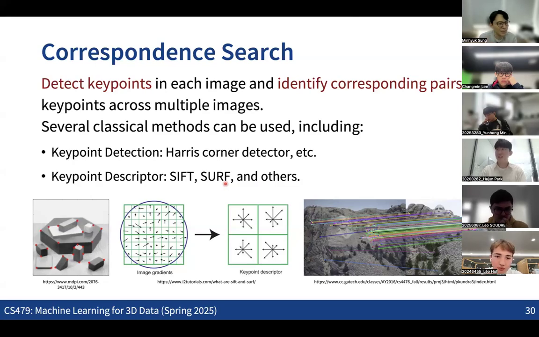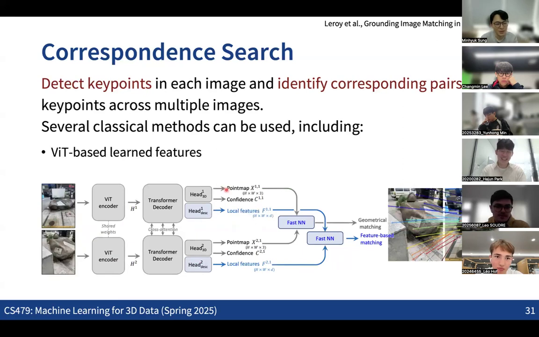Obviously, these days people don't use these classical ideas as much. People also use neural nets to define features for each of the points. So there are many learned features for finding correspondence across the multi-view images.